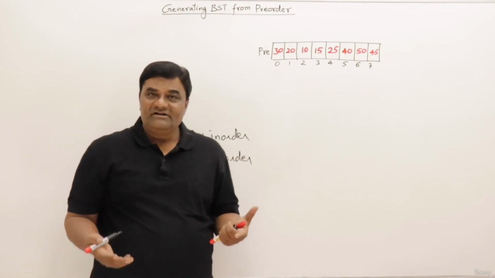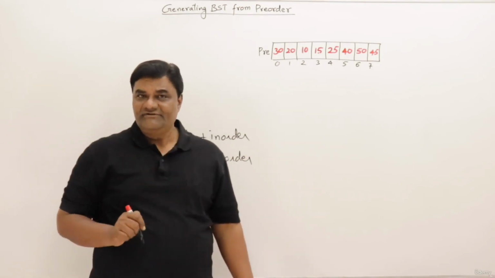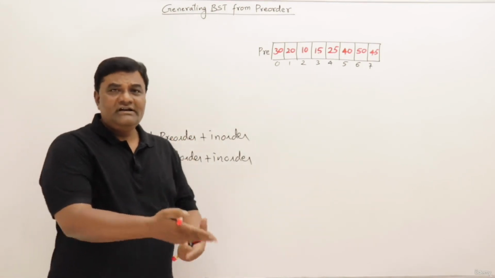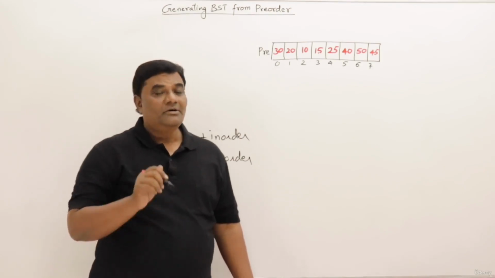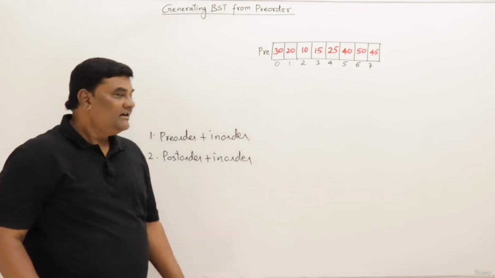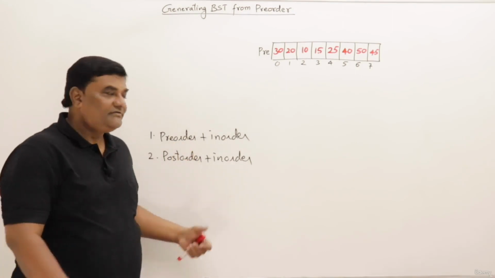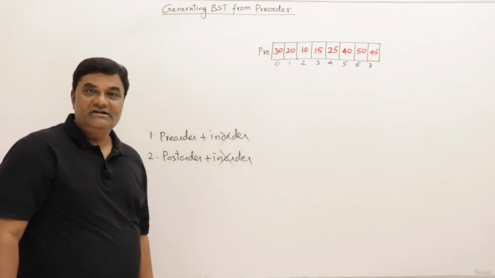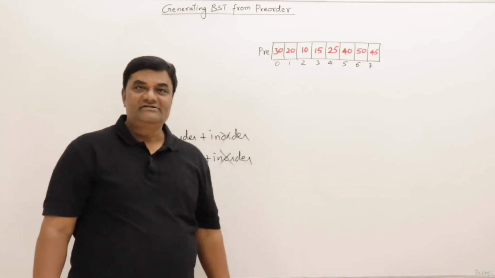So how many traversals should be given to us? Only one traversal is sufficient, that is either pre-order or post-order. In-order I can find out. But without in-order also, a binary search tree can be generated just using pre-order or just using post-order. So we don't need in-order. Without that also a binary search tree can be generated. So just using pre-order we can generate a binary search tree.